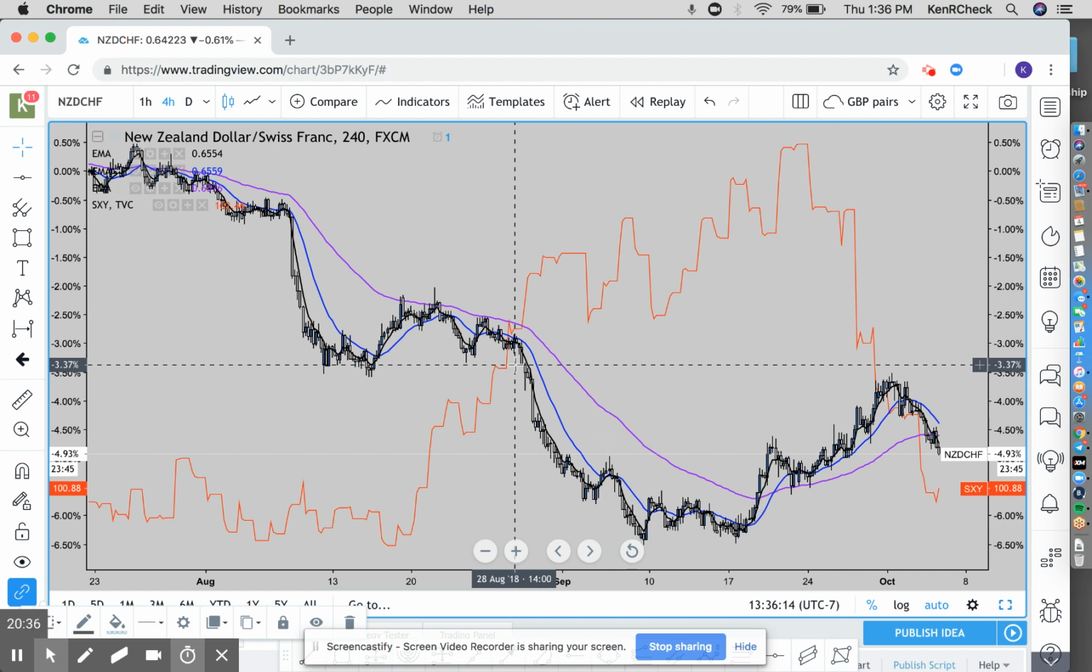Just remember, you do not need to trade every single pair in the world. Just pick a pair that you like. At the end of the day, it's going to make you a lot of money.